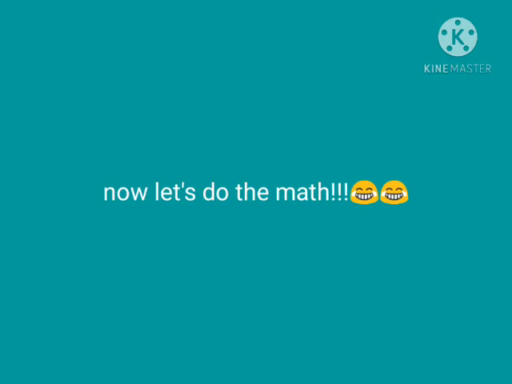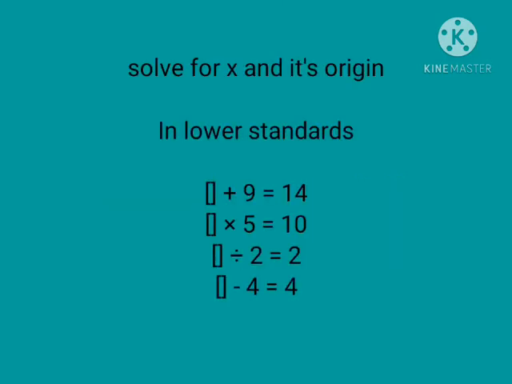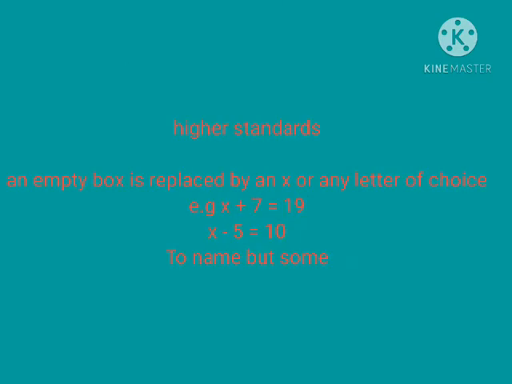Now let's do the math. Solve for x and its origin. In lower standards, you were given an empty box and either a plus, multiplication, division, or subtraction. And we were given another number, an equal sign, equal to any other number. And we have to figure out a number that must be inside the empty box. So now let's get going.